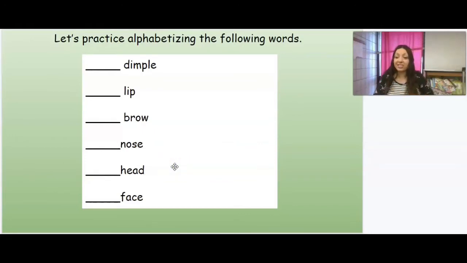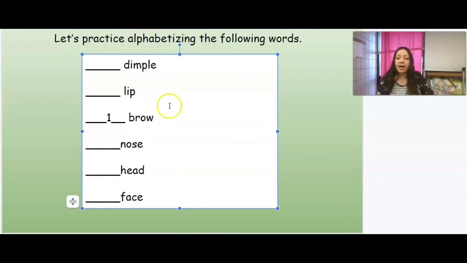All right, so let's look. We know that our first letter in the alphabet is the letter A. Do I have any words that start with the letter A? No. How about B? I do have it. Do you see it? Right here. So I'm going to put the number 1 by brow. So B, what comes after B? C. No C. How about D? Yes, our one up at the top. Do you remember what word that is? Dimple. Very good. So brow, dimple.